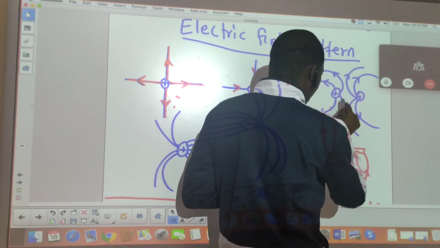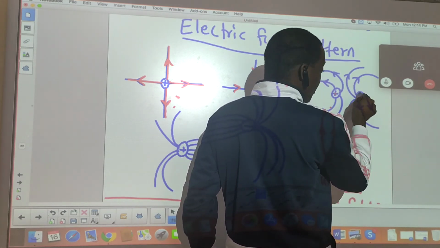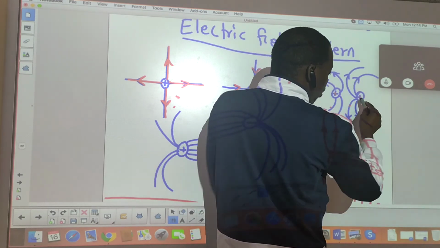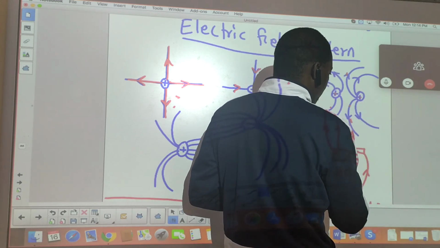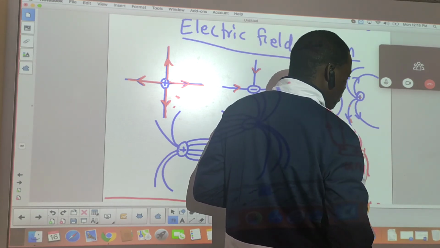Boys, yeah, they repel. Even if it is negative, it's still the same thing. So it will repel each other. But if it is negative, the arrows are going to point towards. Do you understand what I'm saying?